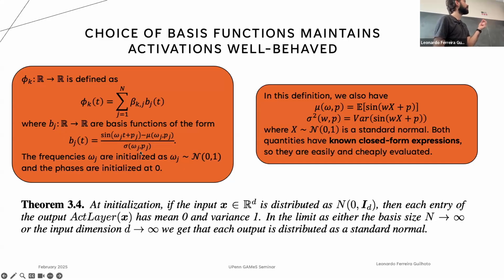What are the mu and omega? This is actually interesting because in a lot of deep learning literature, you work under the assumption that the inputs to a layer are going to be normally distributed with mean 0 and variance 1.